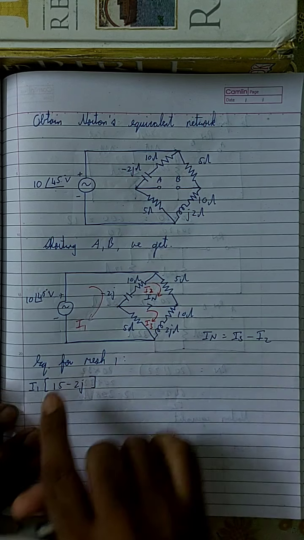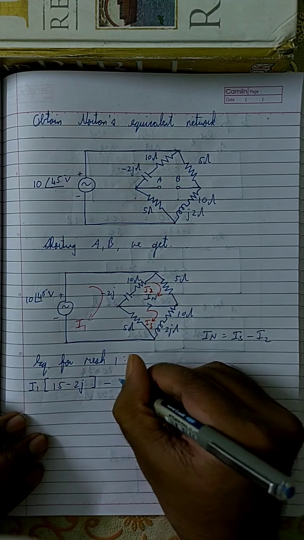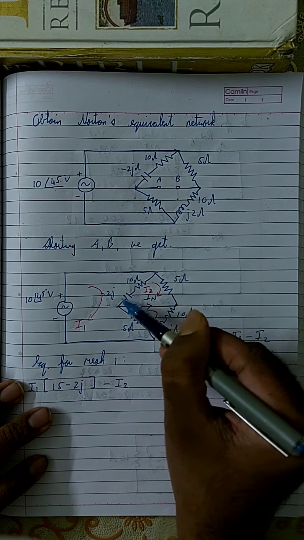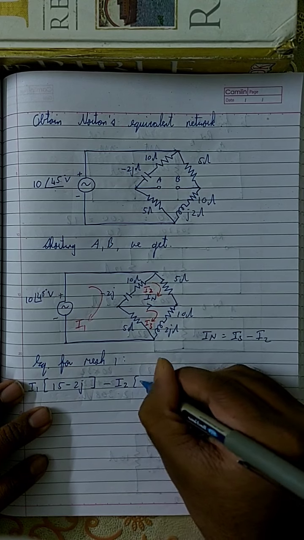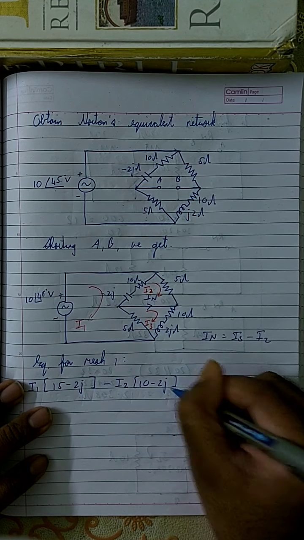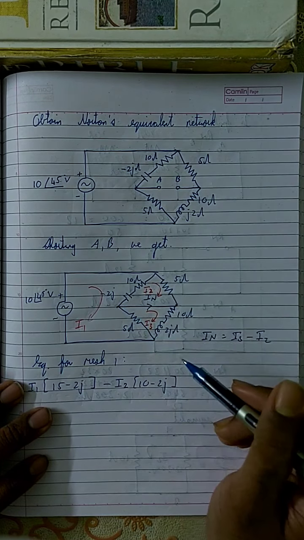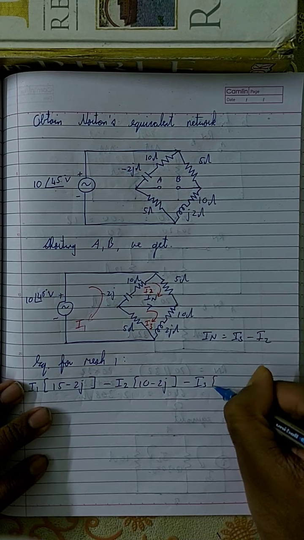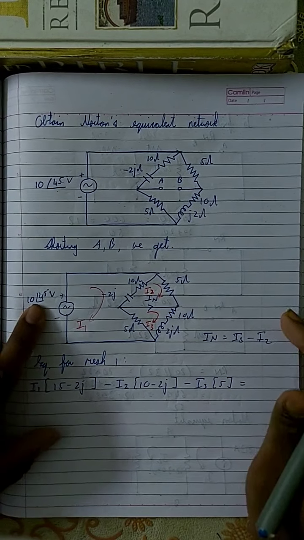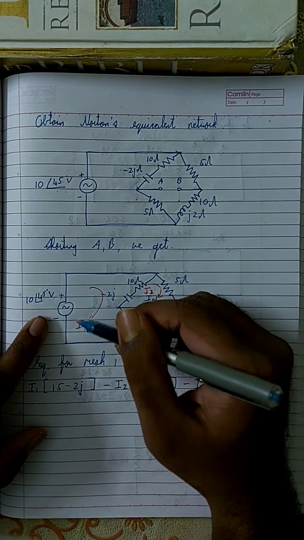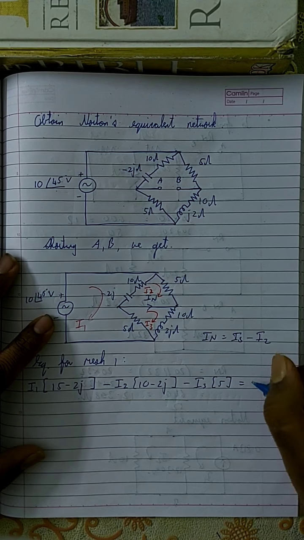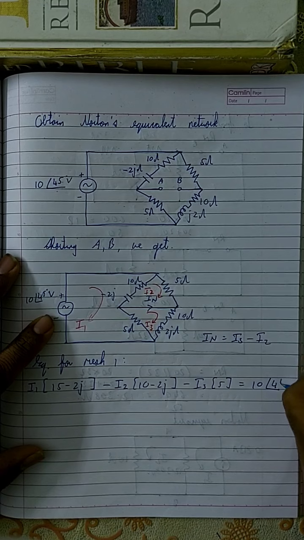Okay, 15 minus 2j minus I2 into, and what about I2 in mesh 1? I2 is touching only these two elements, right? 10 minus 2j. So I2 into 10 minus 2j. And what about I3? In mesh 1, I3 is touching only this 5 ohm resistor, so it is nothing but I3 into 5. Okay, and this is equal to the voltage source, and this I1 is flowing out of the positive terminal, which means this positive terminal is generating I1, so it is plus 10 angle 45 degree.